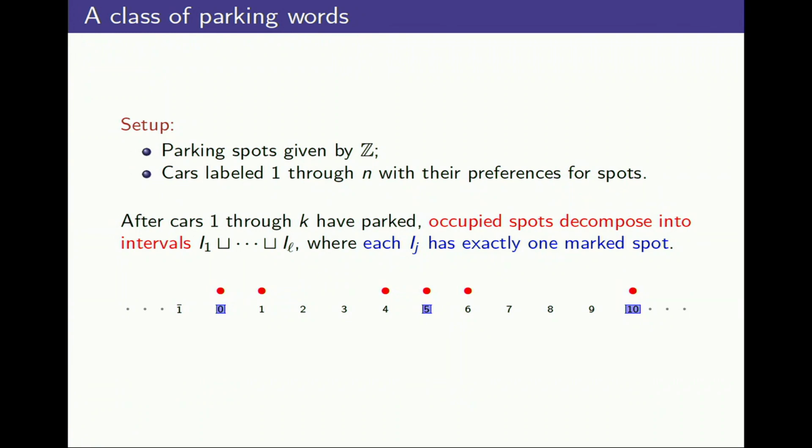And here's going to be an intermediate scenario. Say you know how to run this algorithm and you've reached an intermediate stage. Here's what an intermediate stage will look like. The occupied spots are going to decompose into intervals, which I'm going to call I1 through Ik. And every interval is going to have one distinguished spot. Okay, so one marked spot. So here, these are my 3 cars, and the 0 and the 5 and the 10 are the marked spots in that particular interval. Okay, and the marked spots will play a key role.